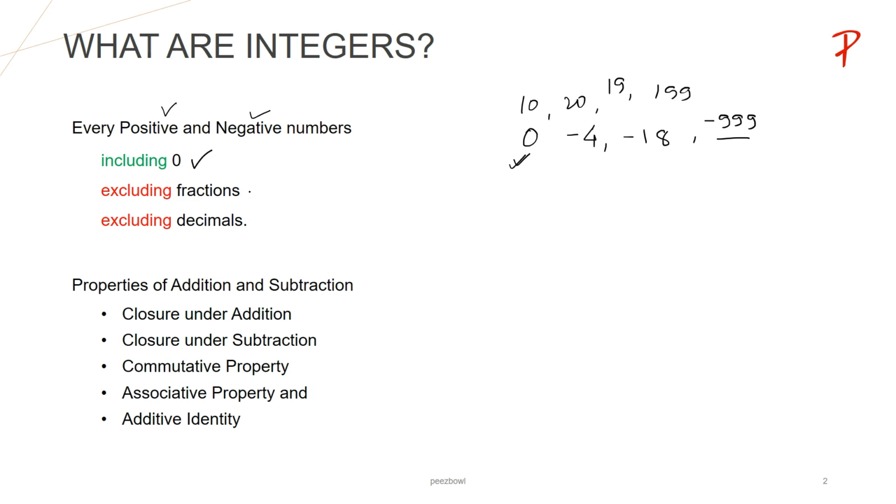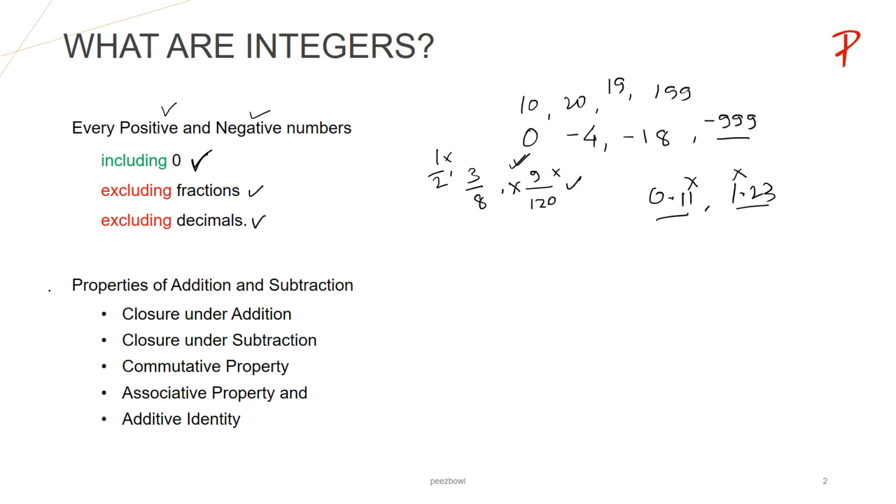Integers do not include fractions. Say for example 1 upon 2, 3 upon 8, and so on, 9 upon 120, and so on. So these are not integers. Integers are not fractions. Integers are not decimals. Say for example 0.11, 1.23, these are not integers. Okay, so integers are only positive numbers, negative numbers, and 0.